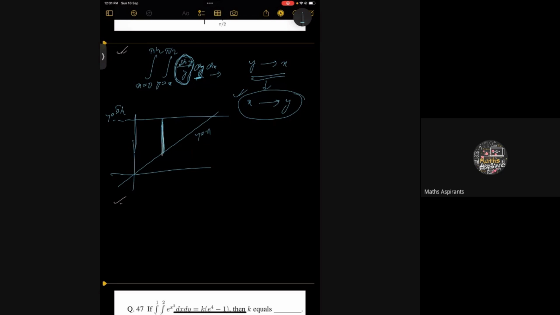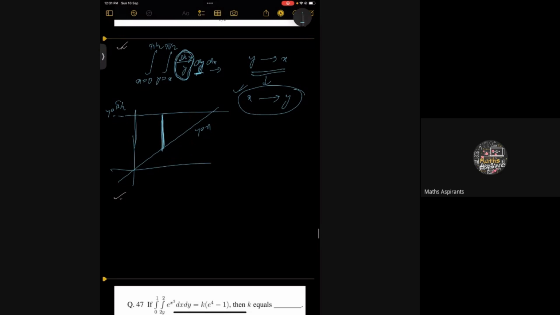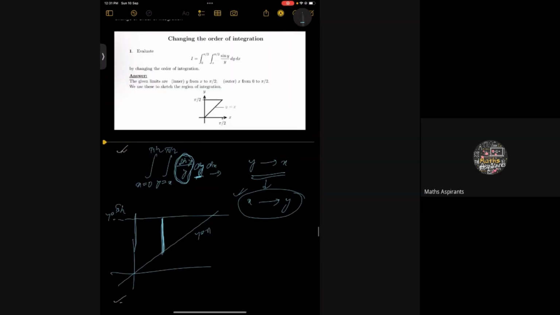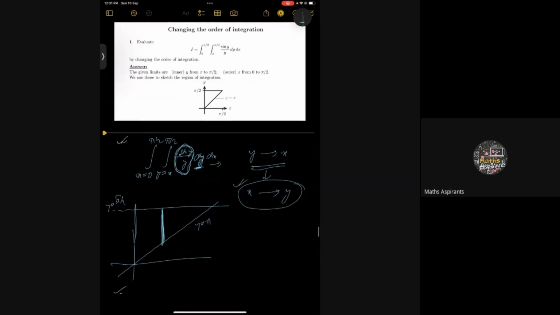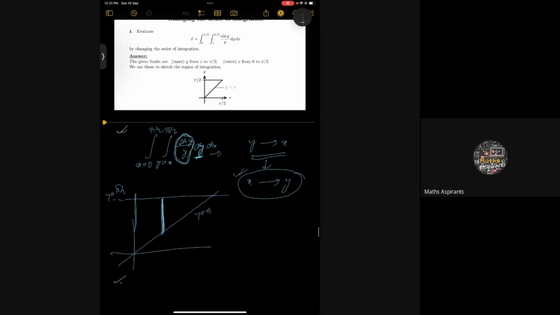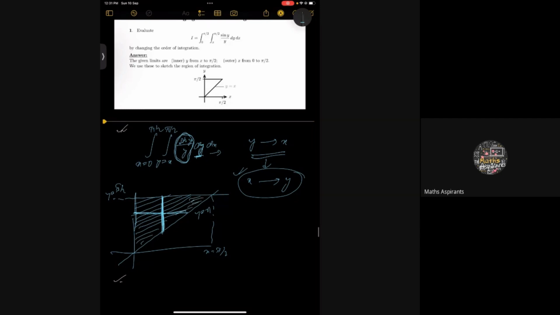So there's a vertical traversal, and x lies between 0 and pi by 2. This is also pi by 2. So first we are going along y, and then we're going along x. So when we do this, we are integrating over this area.